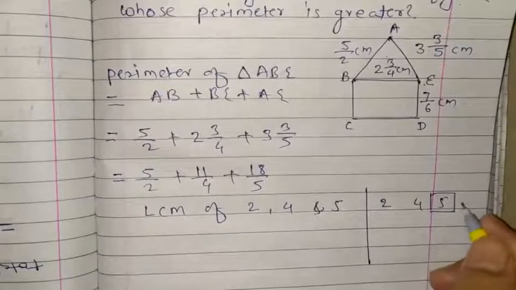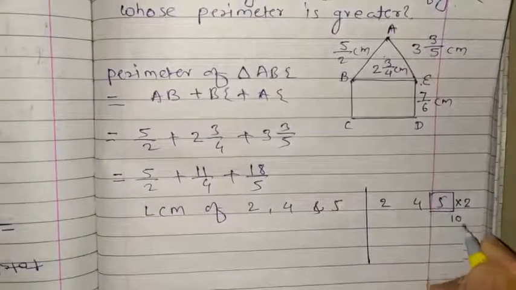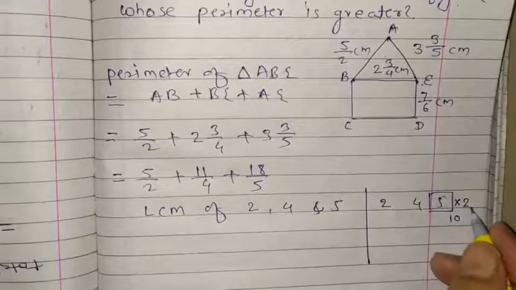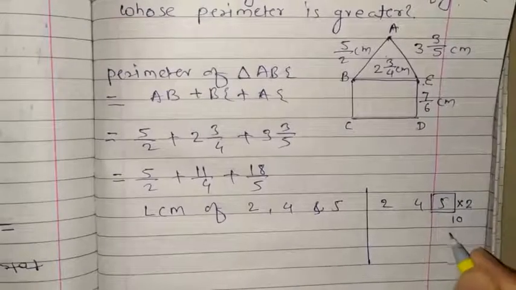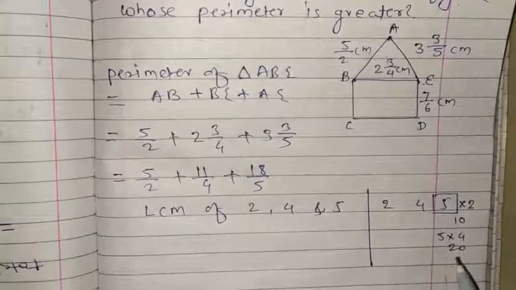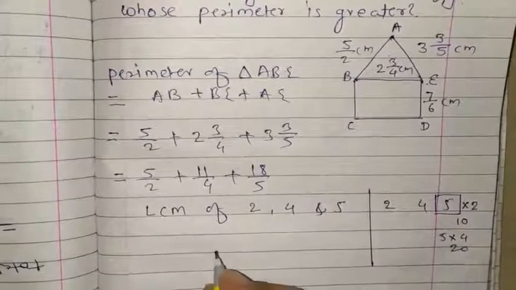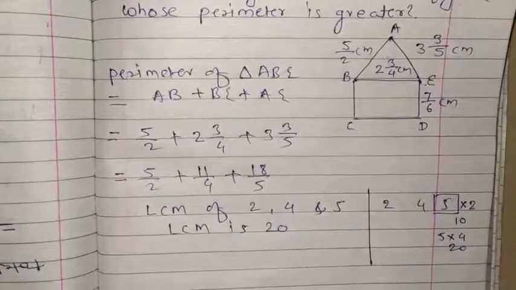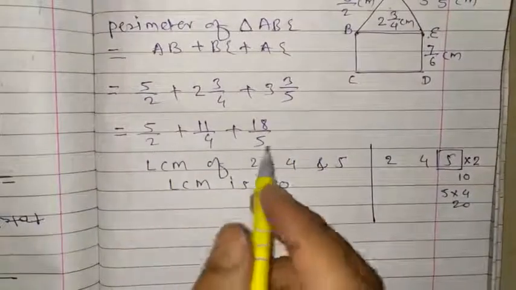If you do 5 into 2, that is 10. 10 is divisible by 2 but not divisible by 4. And 5 into 3 is 15, again not divisible by 4. 5 into 4 is 20, and 20 is divisible by 2 and 4. So our answer is 20. It means the LCM is 20. And now in the denominator you have to use 20.